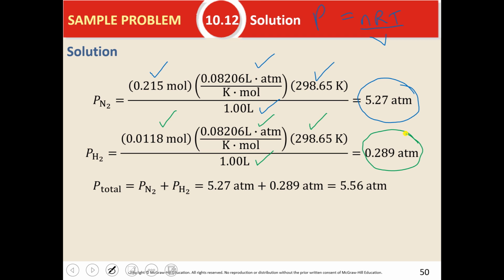That should make sense to you because there's much less moles of H2 than there are of N2. So it should make sense that the pressure exerted by the hydrogen gas onto the vessel is significantly lower than that of the nitrogen gas. So once we have the partial pressure of each gas in the vessel, we simply add them together to get the total pressure in the vessel.